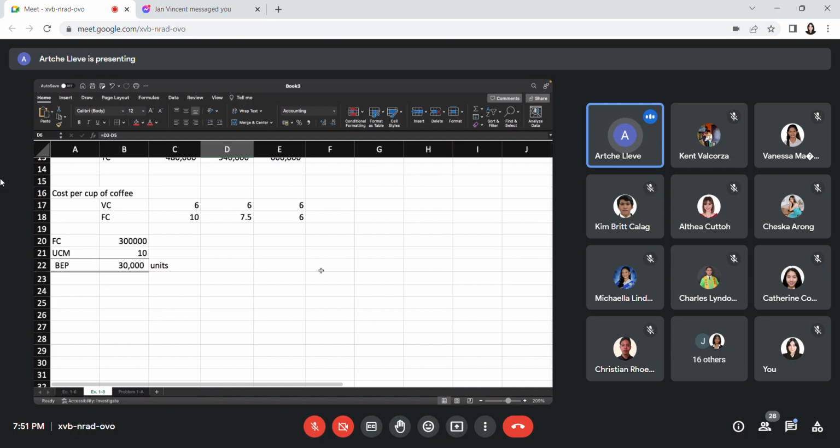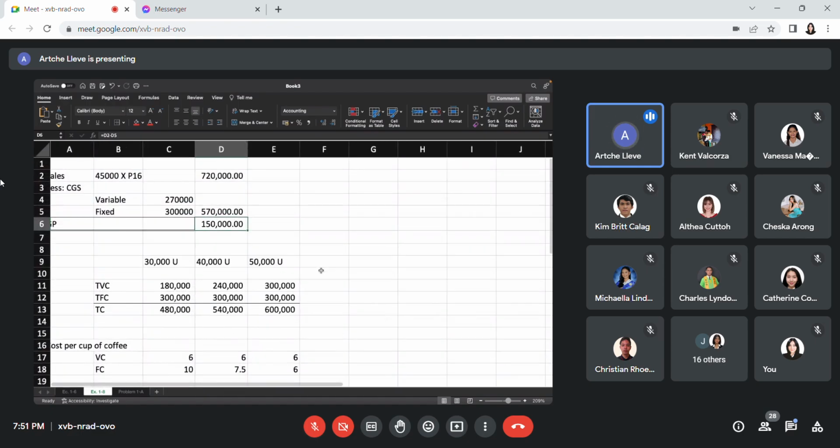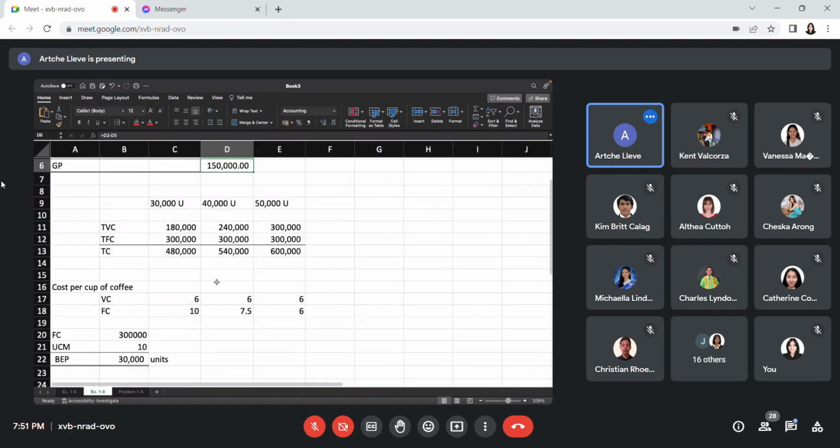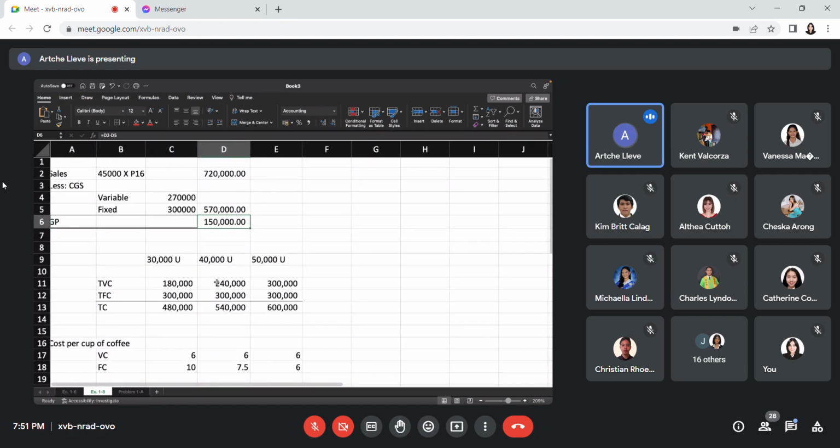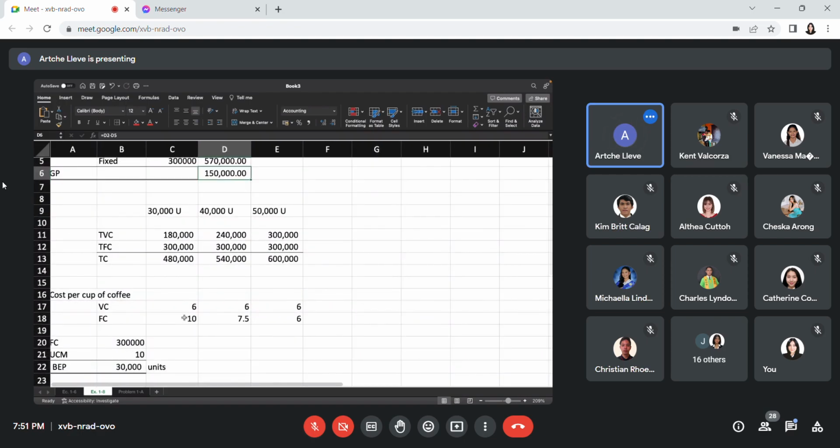Check. 30,000 units times 16 will give you 480,000. Less variable of 180,000 and total fixed cost of 300,000. Answer will be 0. Any questions? None so far, sir. Sure? Any questions?